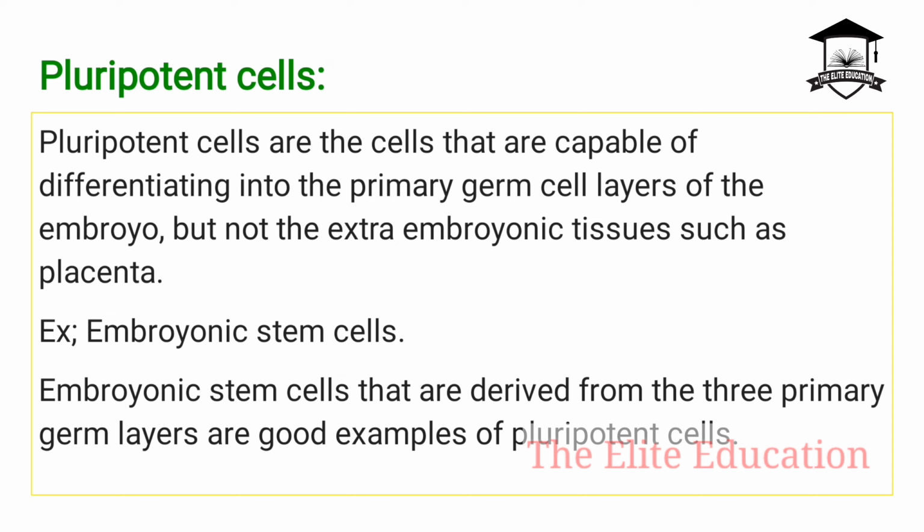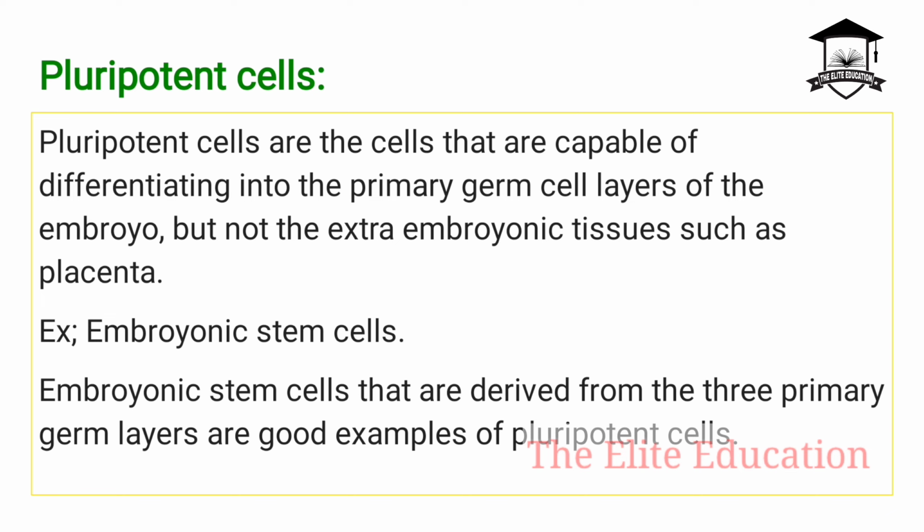As we all know, the placenta is partly formed by the mother's womb, and it is formed both by the implanted embryo as well as the uterus tissue. So it requires both sides, the implanted embryo as well as the uterus tissue of the mother. So pluripotent cells cannot give rise to such tissues.